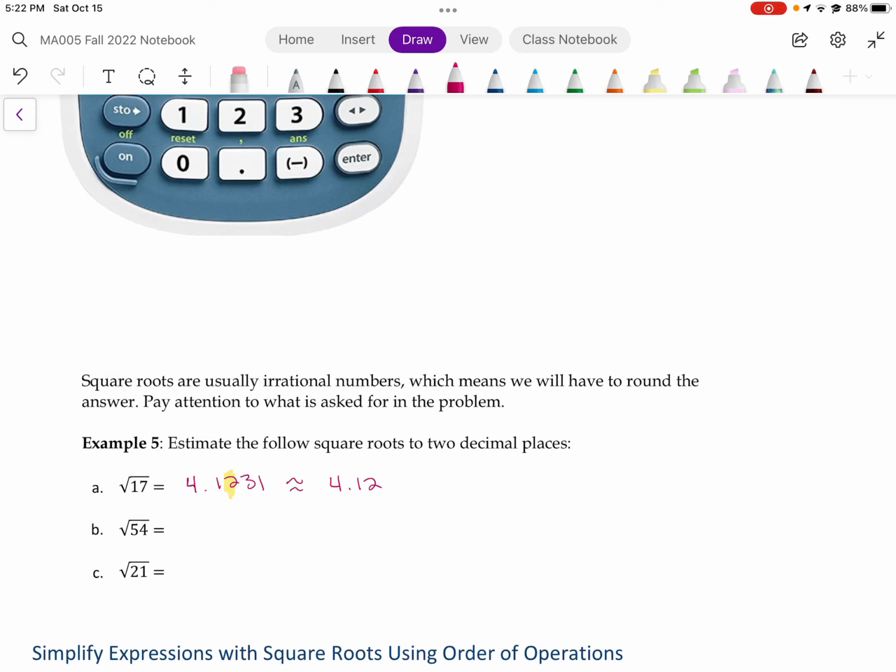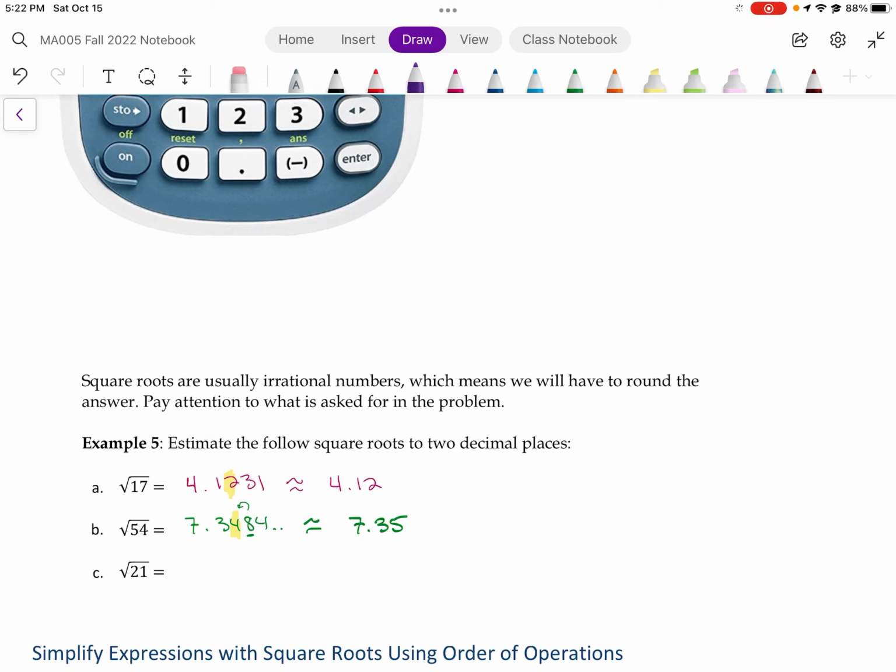Square root of 54, you should get 7.3484 and so on. There's more numbers there, but I don't need them because I'm rounding again to the 2 decimal places, the hundredths place. So what is the 8 going to do to the 4? It's going to make it a 5, so I get 7.35.